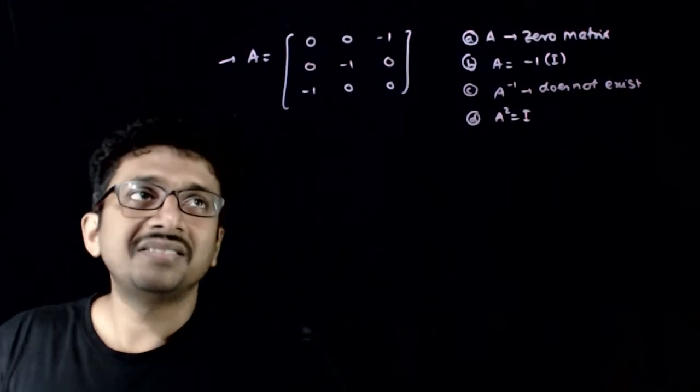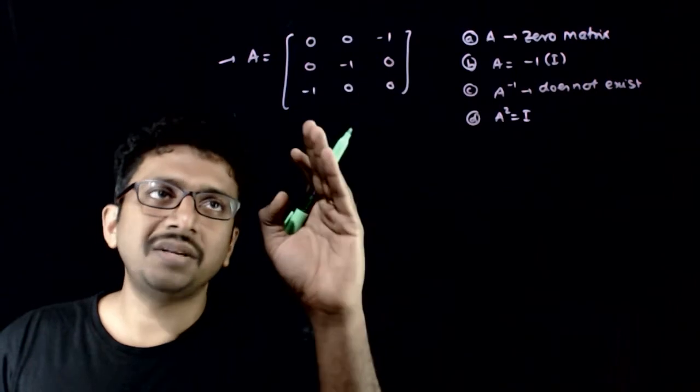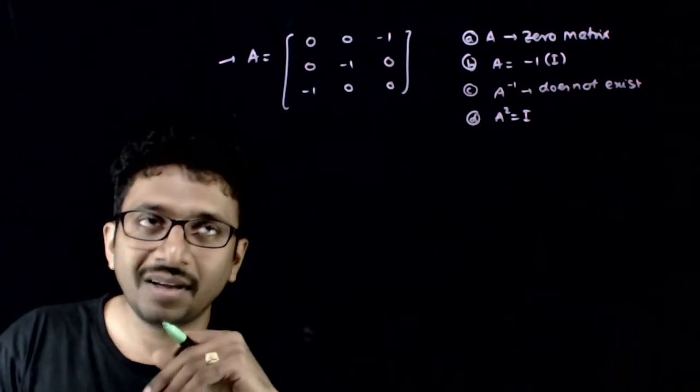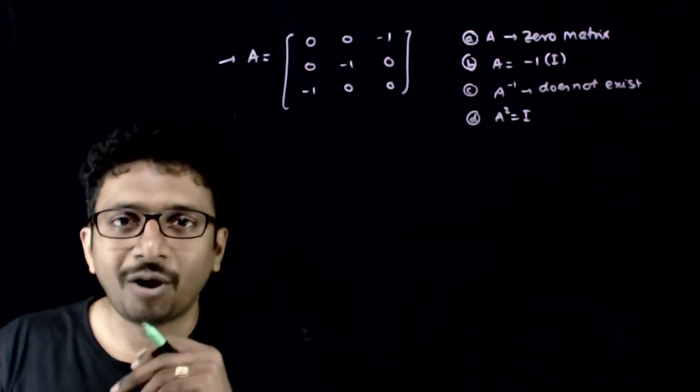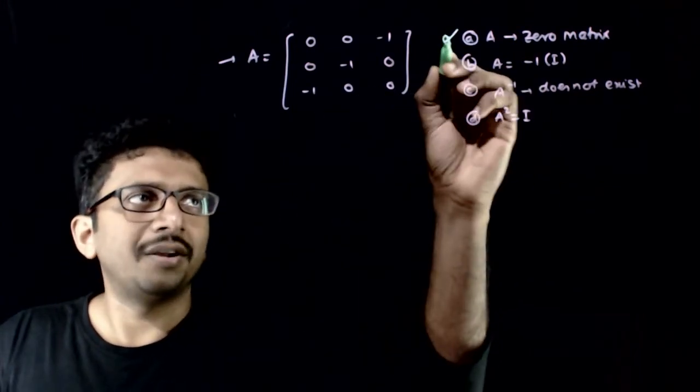So welcome students. In this question A is given as this matrix: 0 0 -1, 0 -1 0, -1 0 0, and you're asked to find which of the following options are right. So the first option, A is a 0 matrix, is obviously wrong.